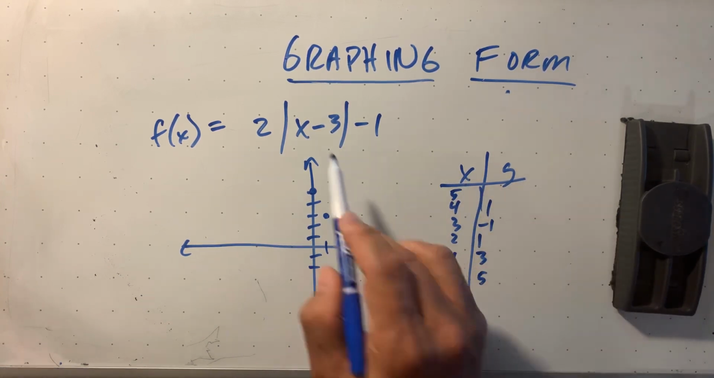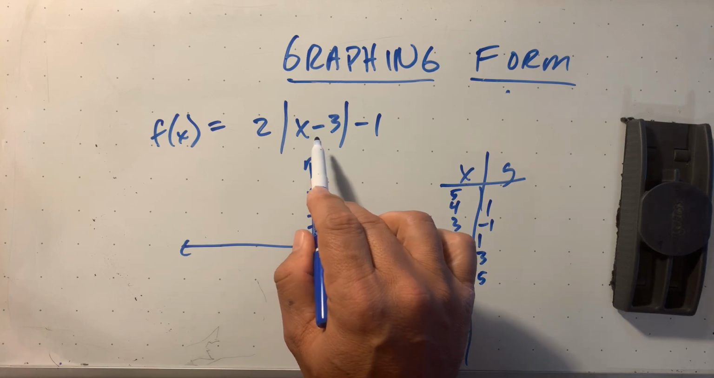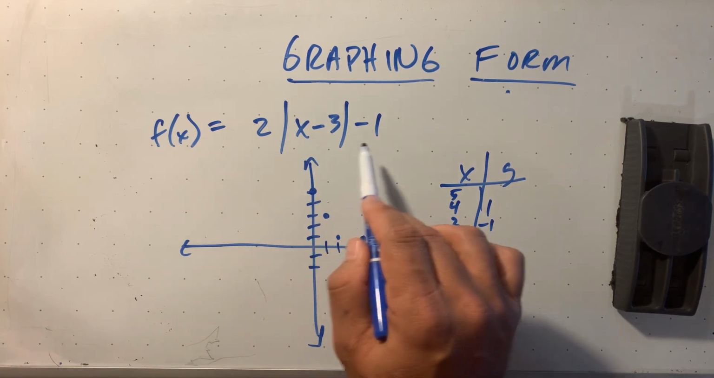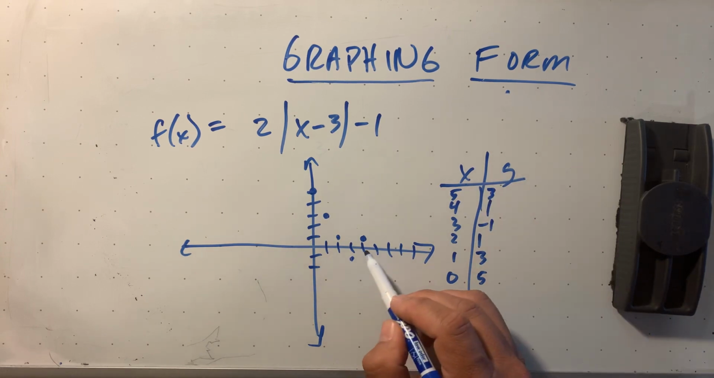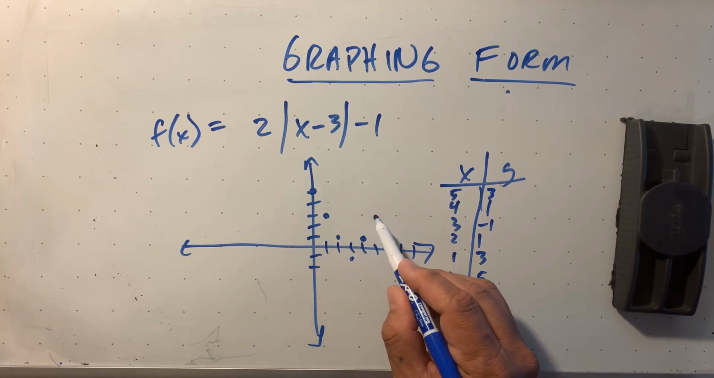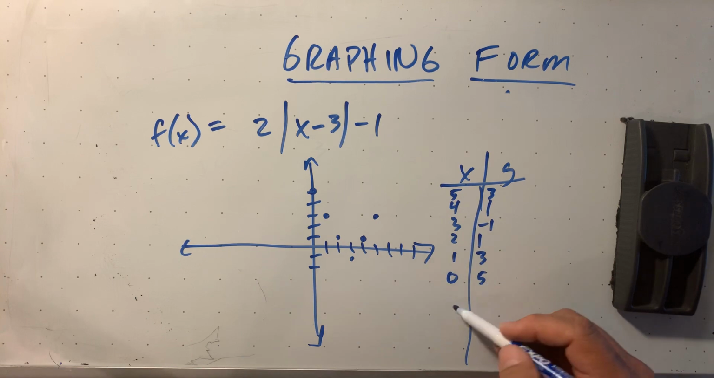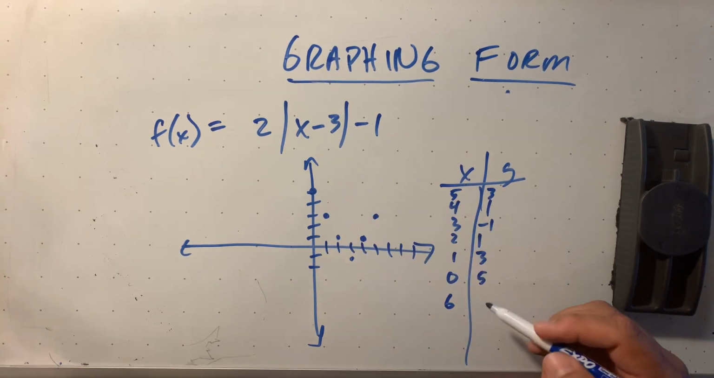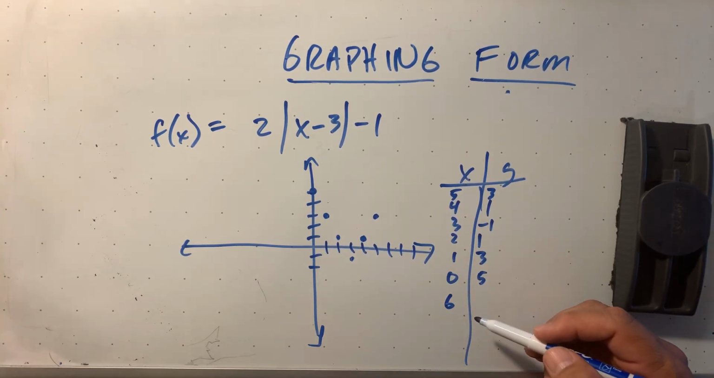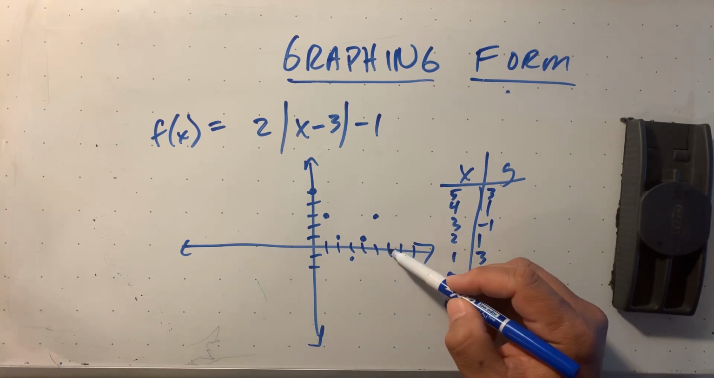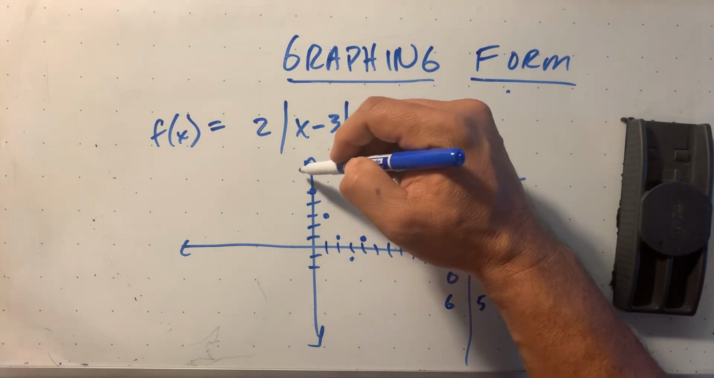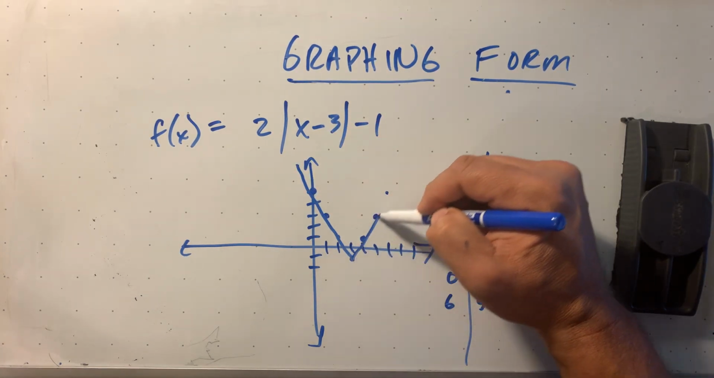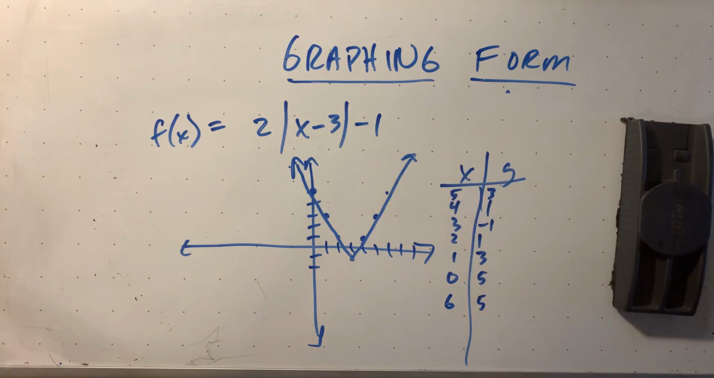Let's try 5. 5 minus 3 is 2. Absolute value of 2 is 2. 2 times 2 is 4. 4 minus 1 makes 3. So (5, 3). I just want to go until you can see the pattern. Let's do one more, 6. 6 minus 3 is 3. Absolute value of 3 is 3. 3 times 2 is 6. 6 minus 1 is 5. So here's (6, 5). And then this one is going to be V-shaped. And that's graphing form for absolute values.